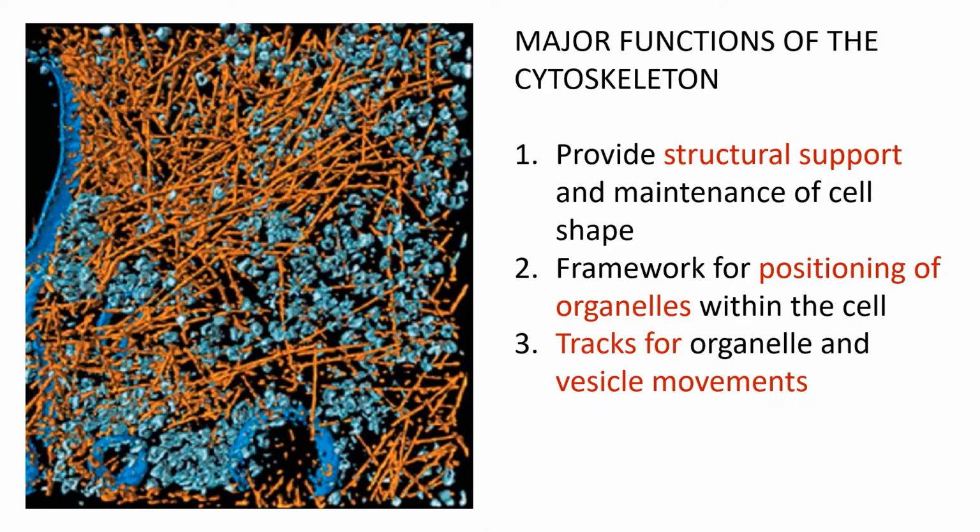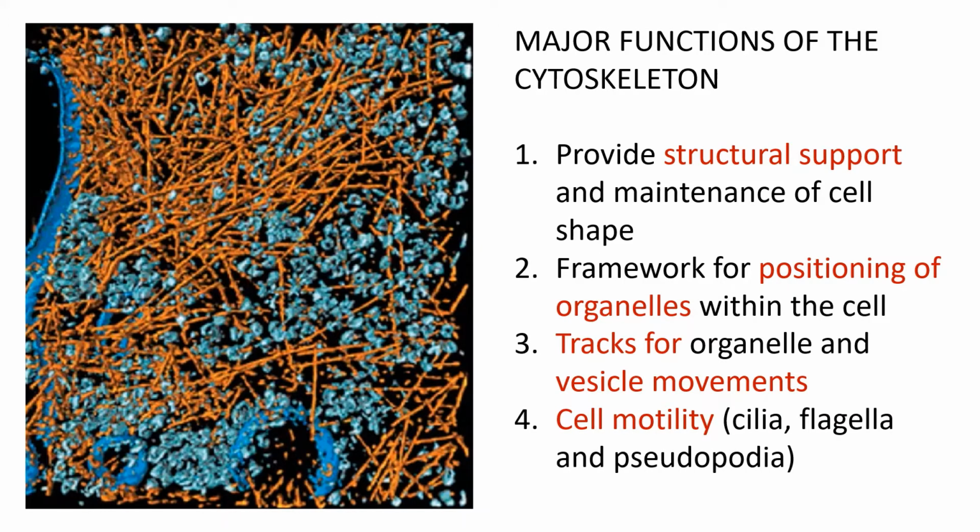Number three, very important, the cytoskeleton also provides a railway, a track for organelle and vesicle movements. So in the previous lesson, we included in our lecture how vesicles move. So the movement of vesicles is because of motor proteins attached to the vesicles, and these motor proteins are guided in terms of the direction of the movement by the cytoskeleton itself. And number four, the cytoskeleton also enables certain cells to be motile. Okay, the structure of the cilia, the flagella, and the pseudopodia are actually very much rooted to the cytoskeletal elements of the cell.